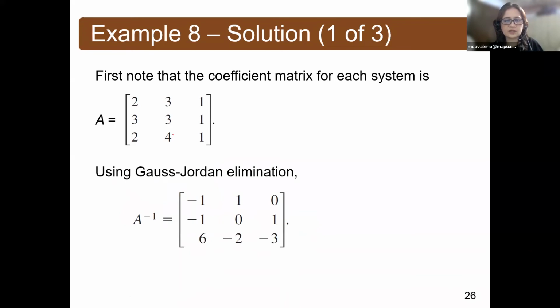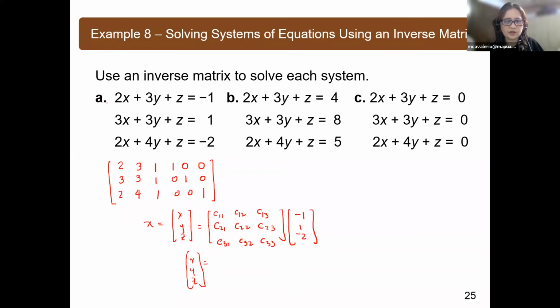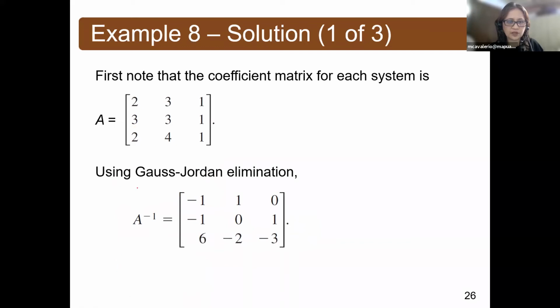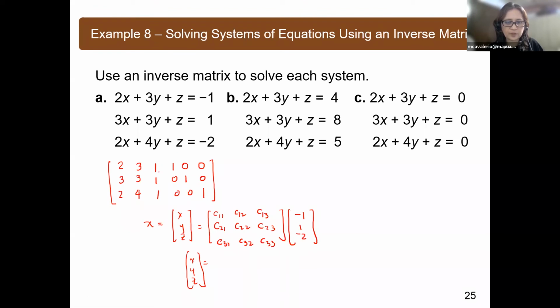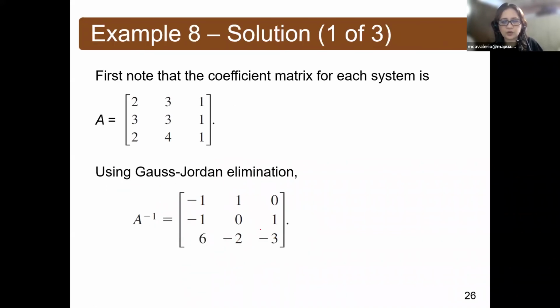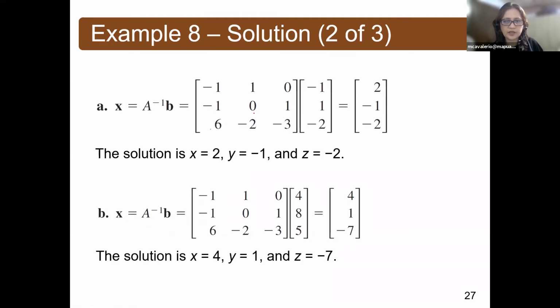So let us see whether A will be invertible. Again, we will have your 2, 3, 2, 3, 3, 4, and then 1, 1, 1. Using Gauss-Jordan elimination, after applying the elementary row operations, you can solve for the inverse of a matrix. And since you're able to find that, we use the inverse of A, multiply that with your B, and we come up with the solution 2, -1, -2. And this is the same process for B.